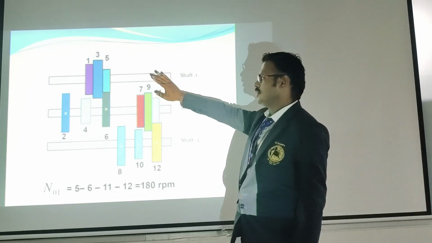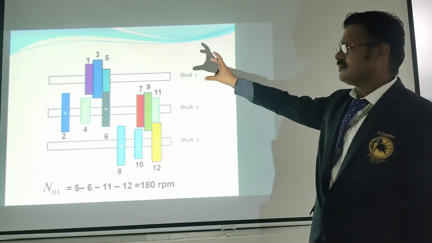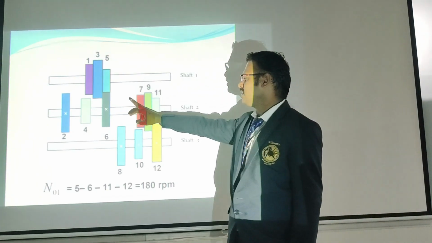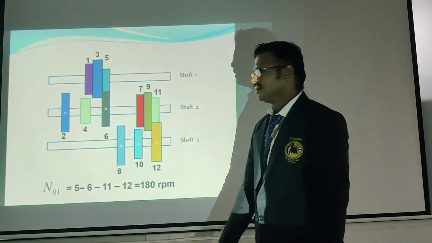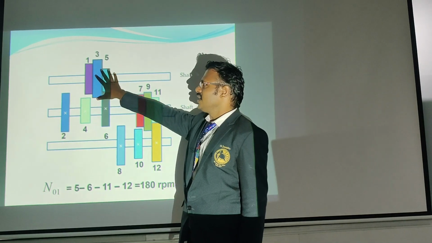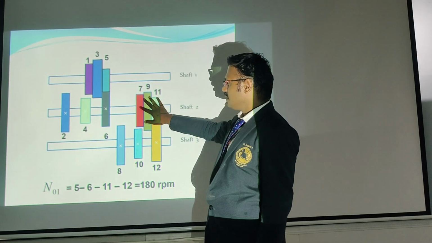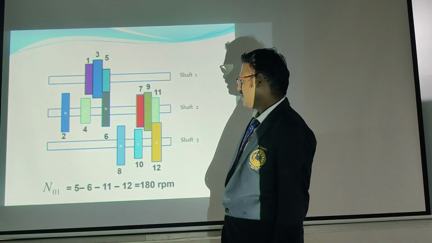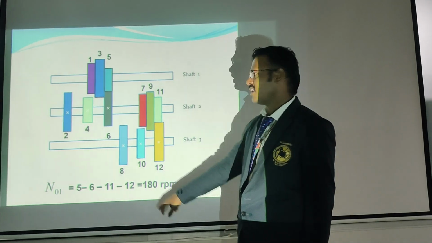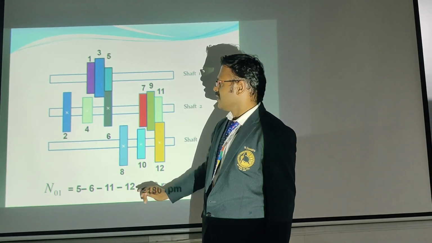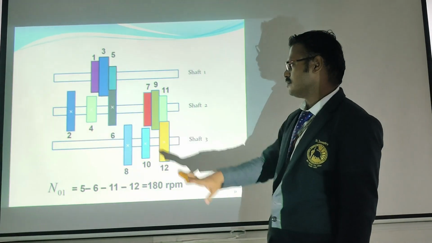So it is a 2-stage 9-speed gearbox. In first shaft, I have put three gears. In second shaft, I have put 3 gears. So 3 into 3, 9. So with this 3 gear, it is a 3 pair gears. So 12 is a larger gear, 8 is a medium gear, 10 is a smaller gear. Here 6 is a larger gear, 2 is a medium gear, 4 is a smaller gear.